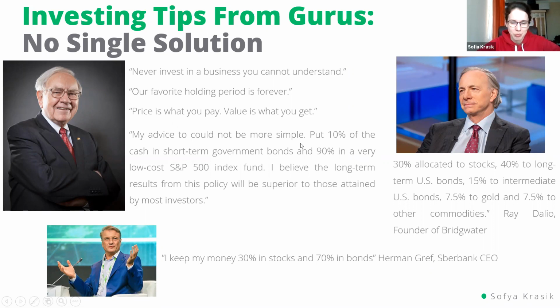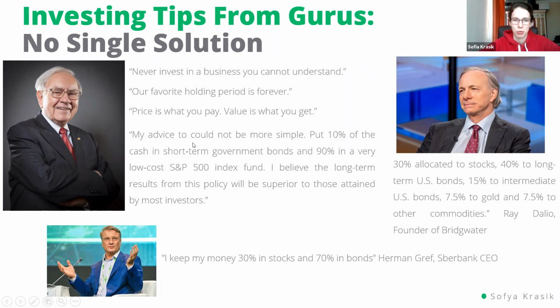You see here different propositions from different rich, famous people. Warren Buffett, we already know him, a famous investor, one of the richest people in the world. Ray Dalio, the founder of Bridgewater hedge fund, also quite a rich person. German Gref is CEO of Sberbank. He is quite famous in Russia and maybe outside of it in some other countries too. As you can see here, they all give different advice on how to keep your assets.